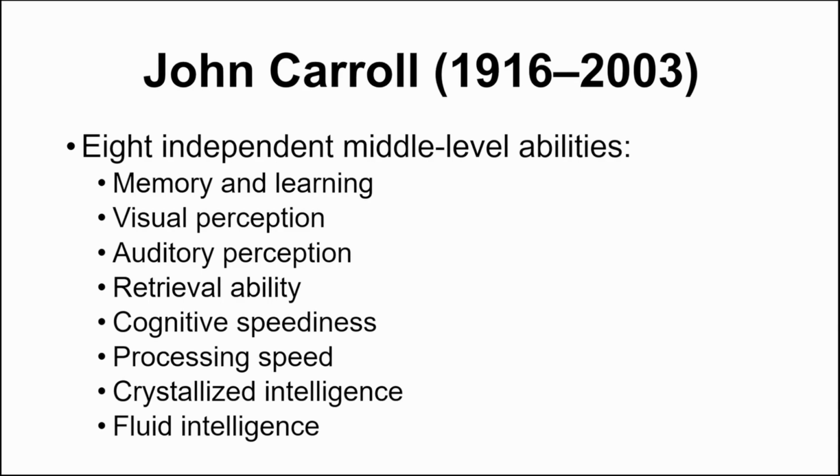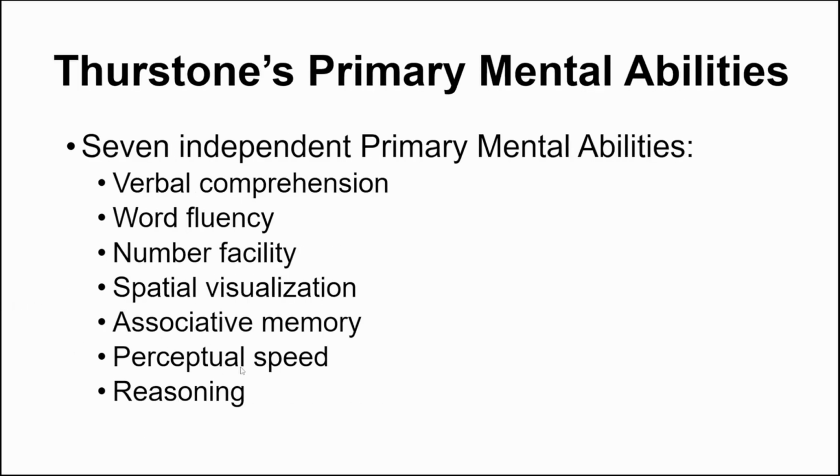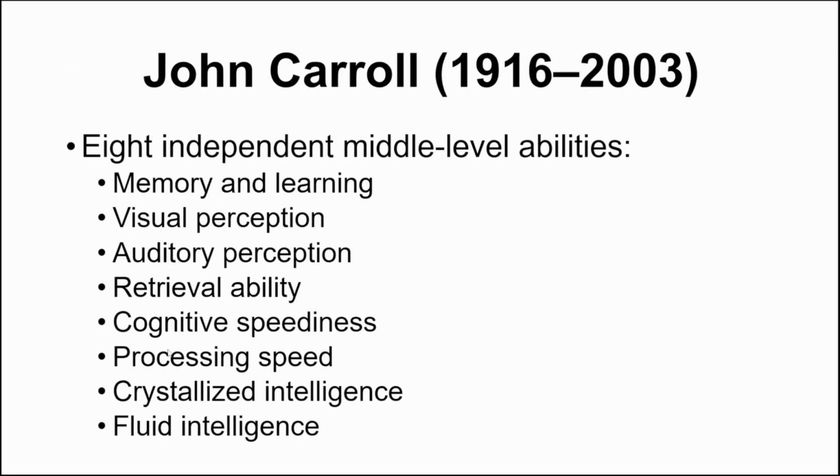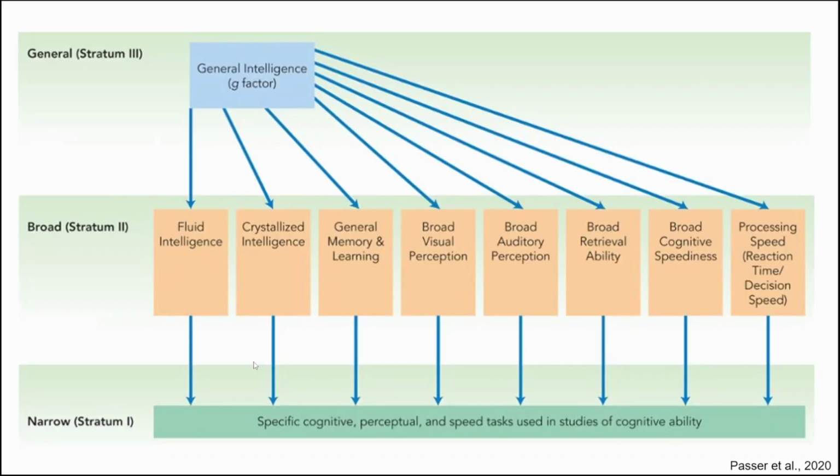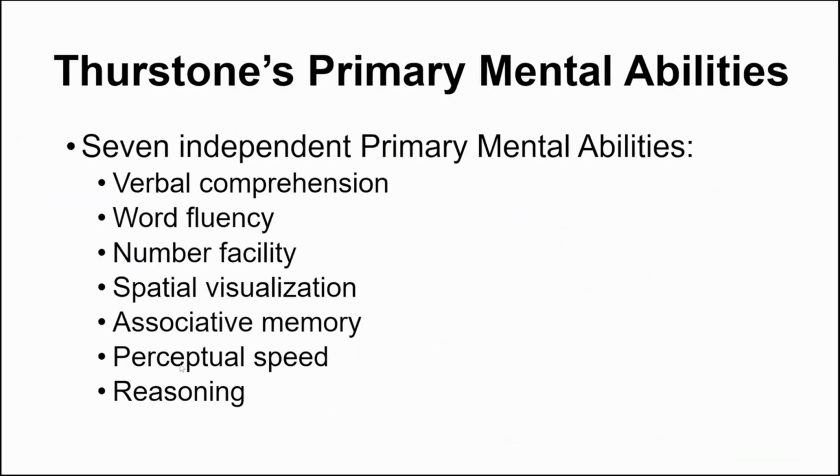If we look at what's in here, we're going to have some overlap once again. Memory and learning, we can find that might be one of the ones we had in the last model. Visual perception, that's pretty similar. Auditory perception, all right. Retrieval ability, that's all about retrieving stored information. Cognitive speediness, that's a lot like this perceptual speed, processing speed, that can be part of, oops, wrong way. What was that?